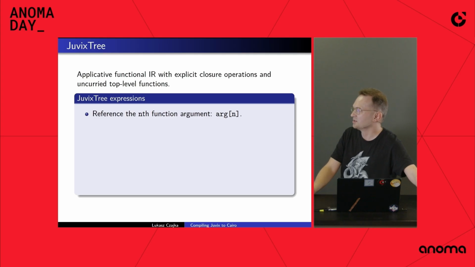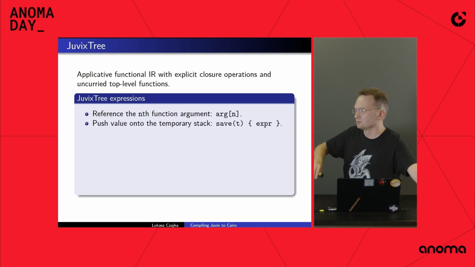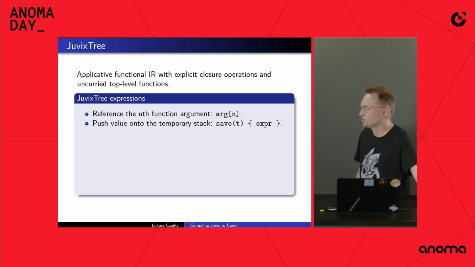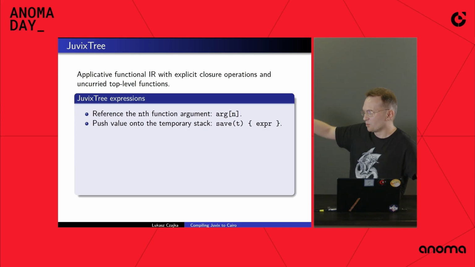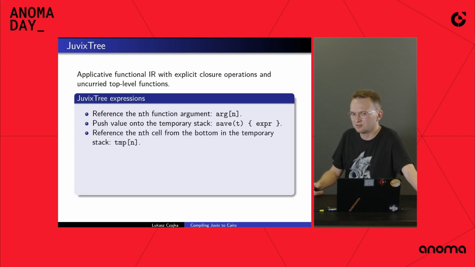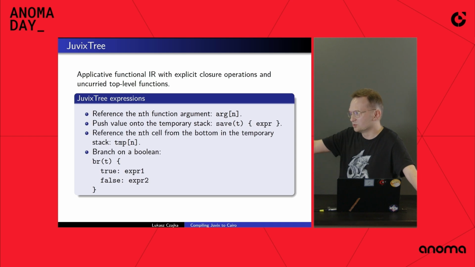So in the interest of time, maybe I will go very quickly through this, just to give you a brief idea what kinds of expressions we can have. We can reference the nth function argument. We no longer have names for them, or at least not necessarily. They are referenced by the argument number. We have a stack for temporary values. We can push onto the stack. So here we push the value of evaluating t inside exp and pop afterwards. We can reference the values in the temporary stack. We can branch on booleans.